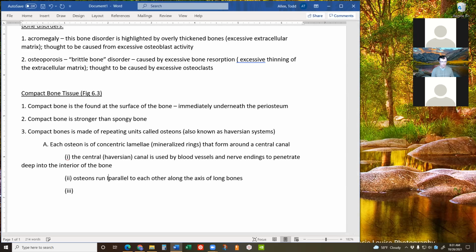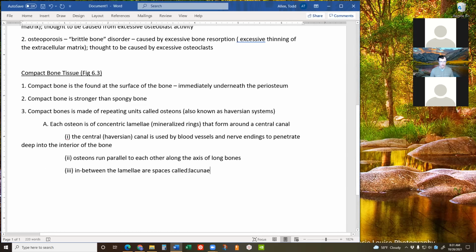In between the lamellae are spaces called lacunae. Let me highlight some of these words, right? Because these words are really good vocab words for exams.